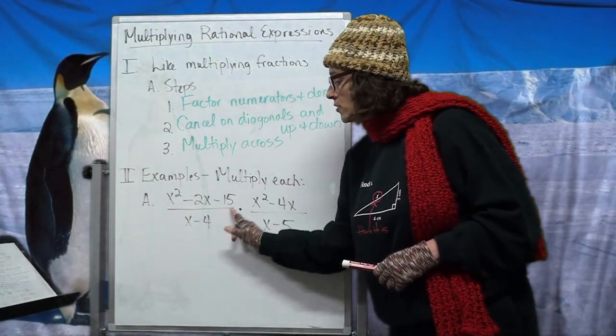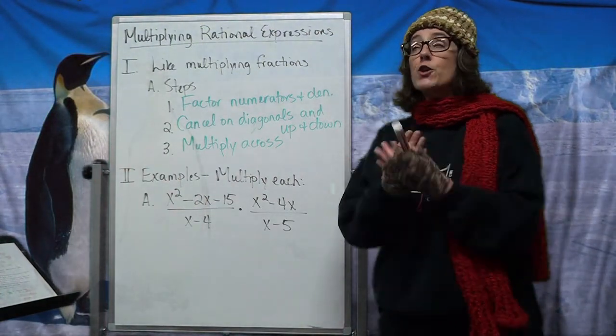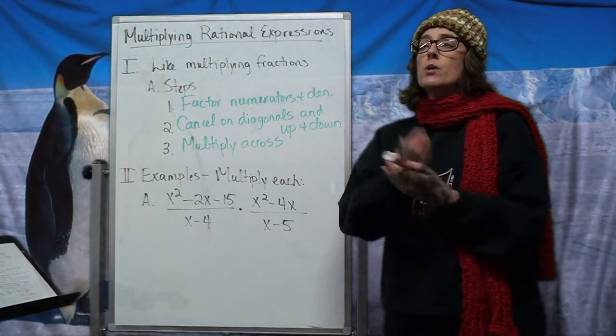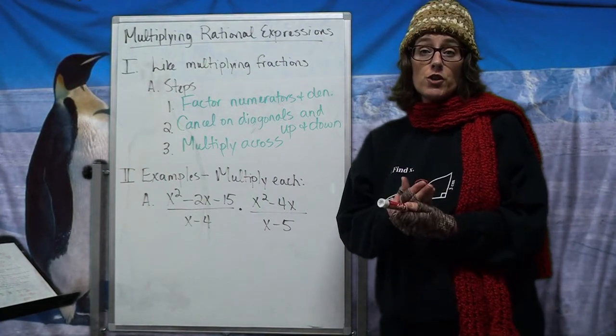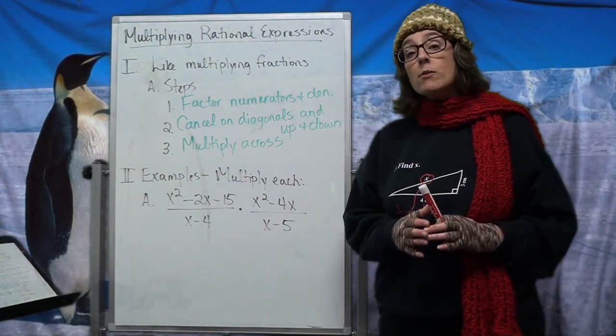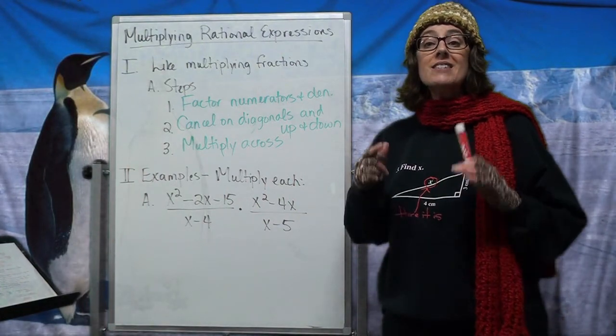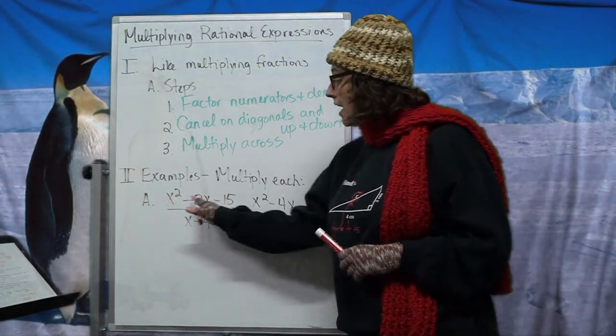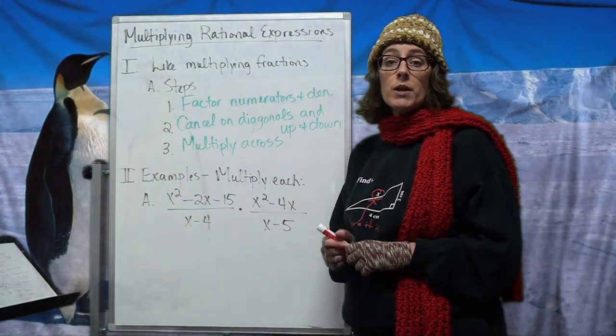So when I go to factor this numerator, recall that means I'm going to first always look to see if there's something common that you can divide out of every single term. And remember, it has to be divided out of every single term. So there is nothing common that I can divide out of each one of these terms.